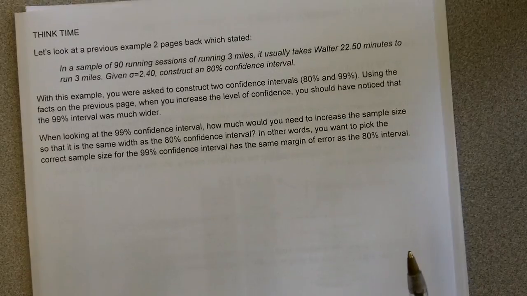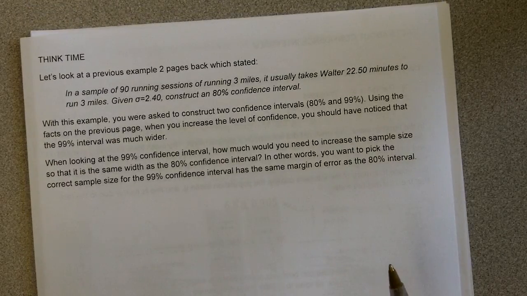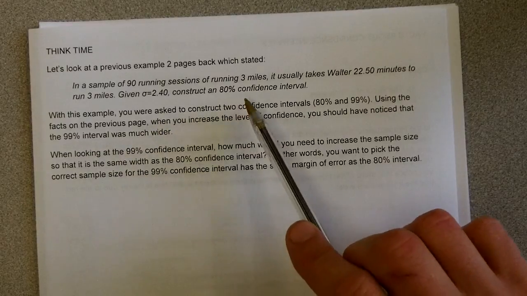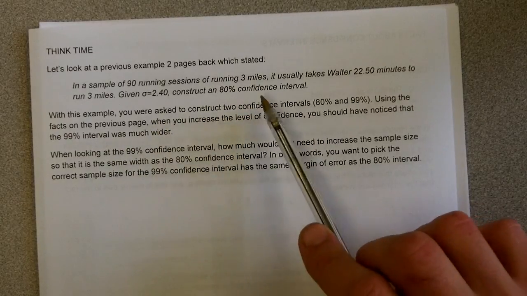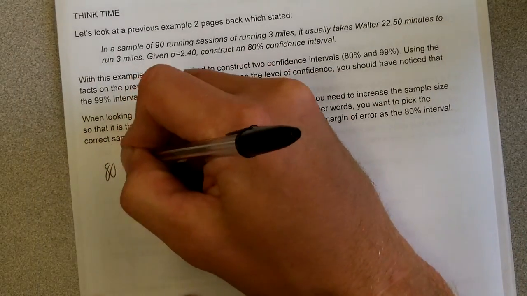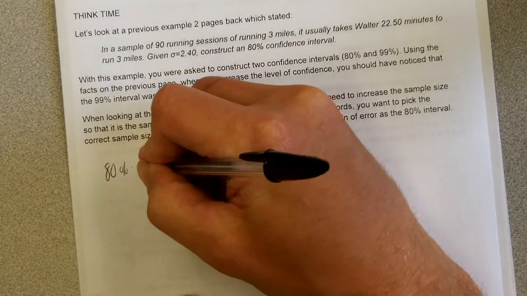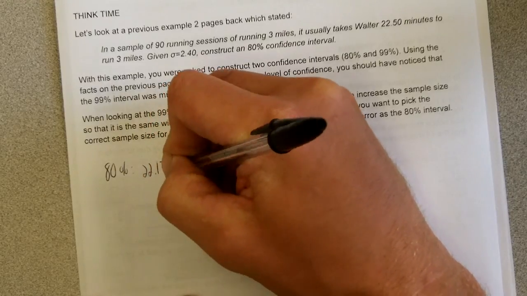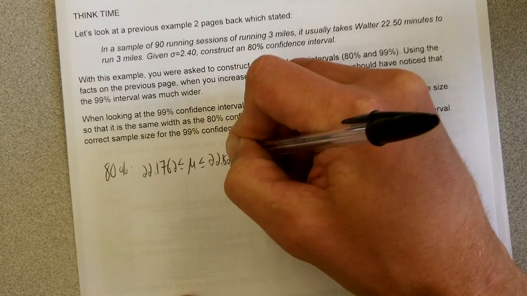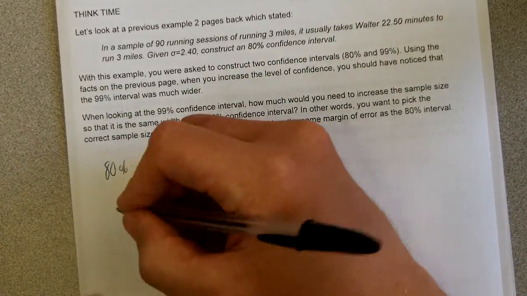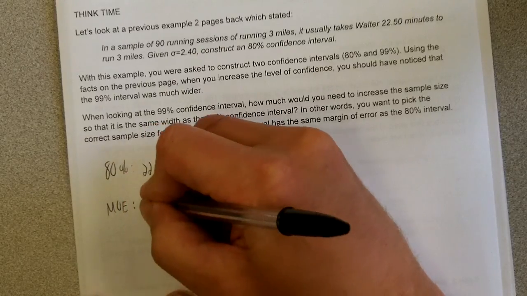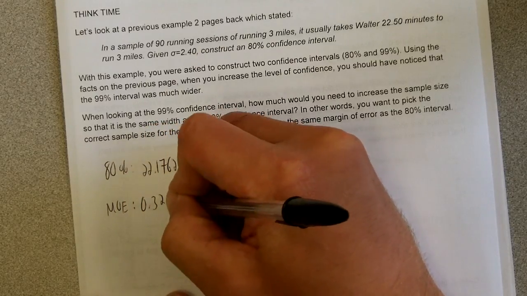Okay, so in this next example, it's one of these think times. In a sample of 90 running sessions, this is what we did in the past. Construct an 80% confidence interval. This 80% confidence interval from the previous page was 22.1762 through 22.8238. And keep in mind here that the margin of error was equal to 0.3238.